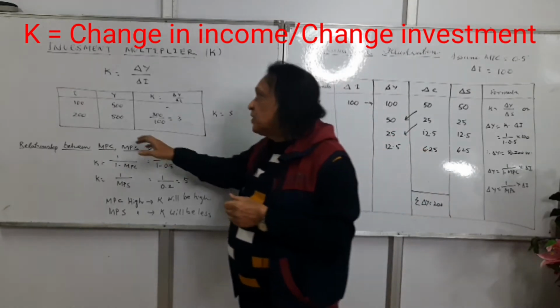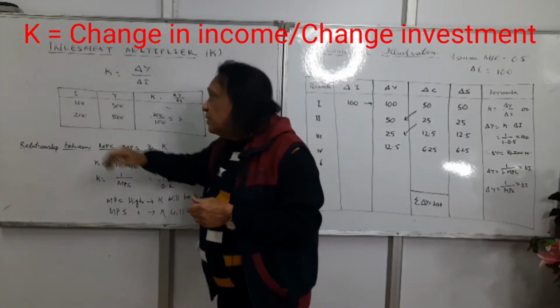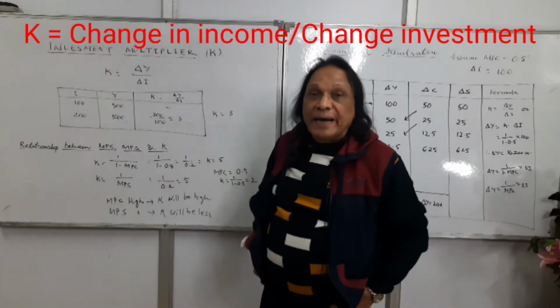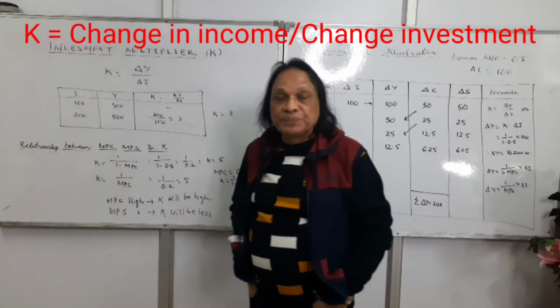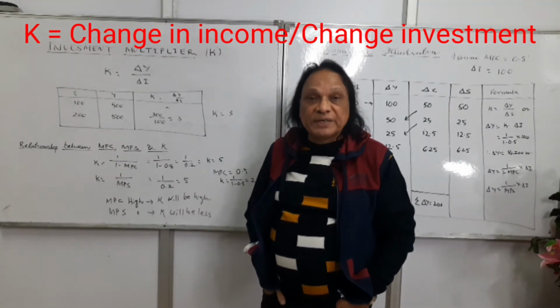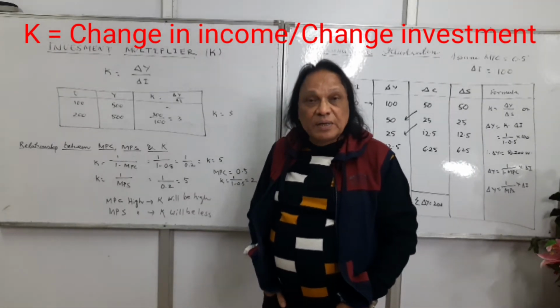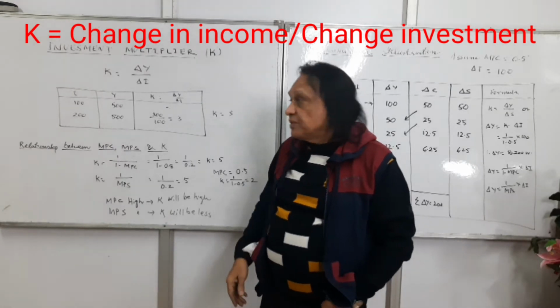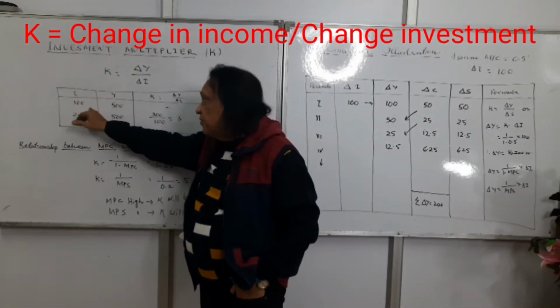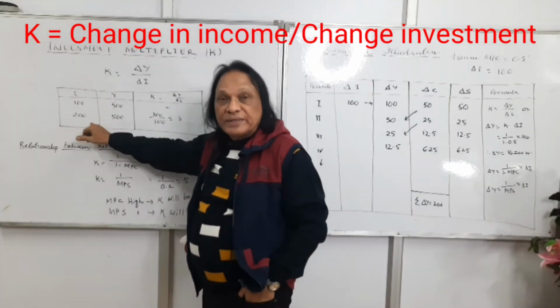We take one simple example here. In the economy, the investment is 100 crores. As a result of it, the national income is 500 crores. So we have invested 100 crores, and as a result, the national income in the economy is 500 crores. Now there is a change in investment here. It has gone up from 100 to 200 crores.